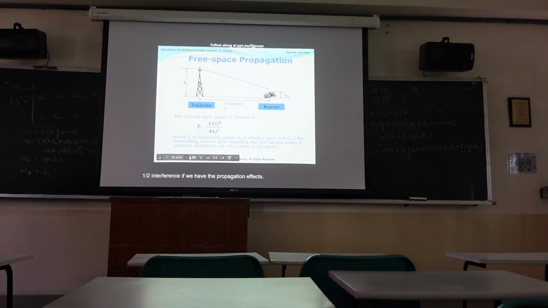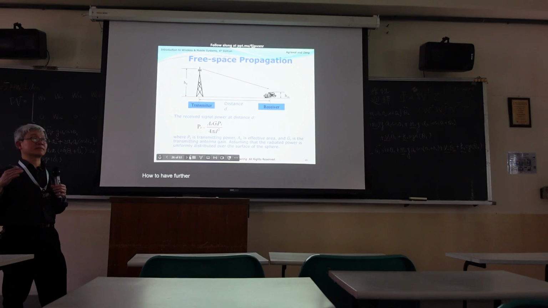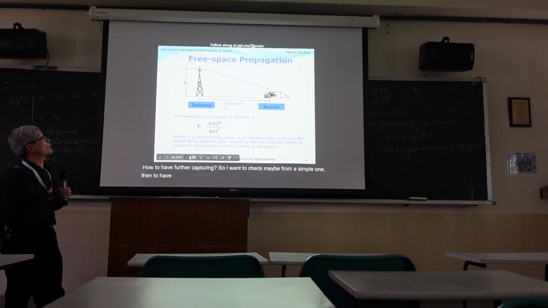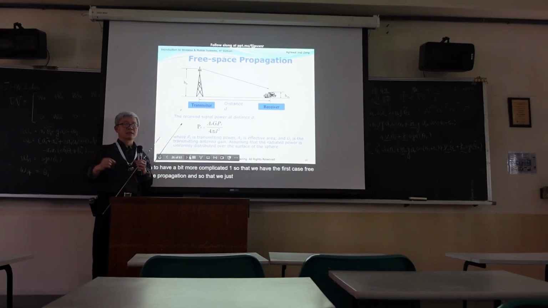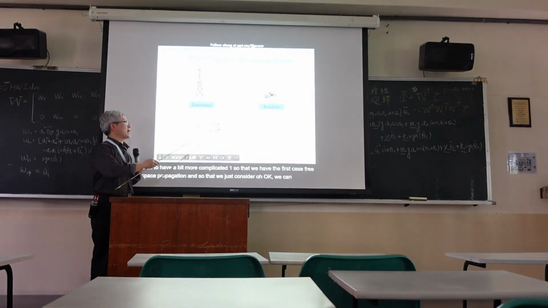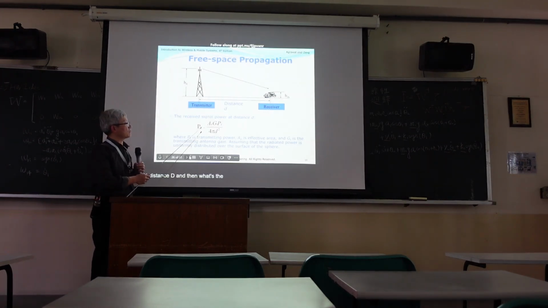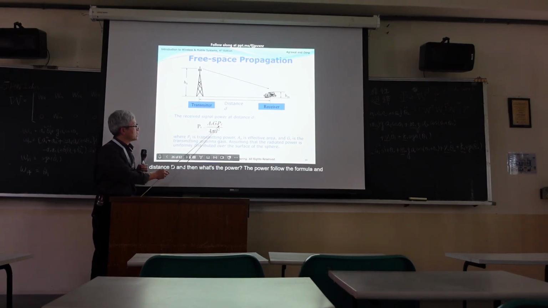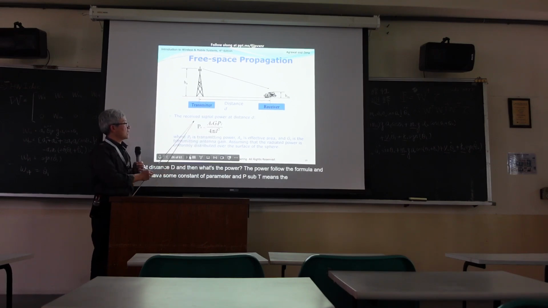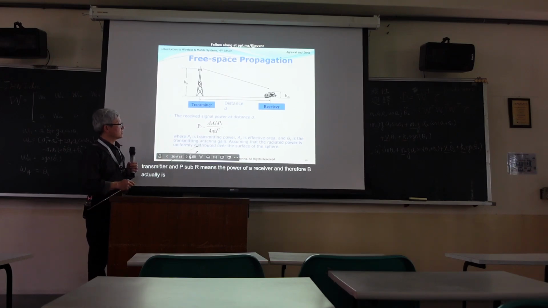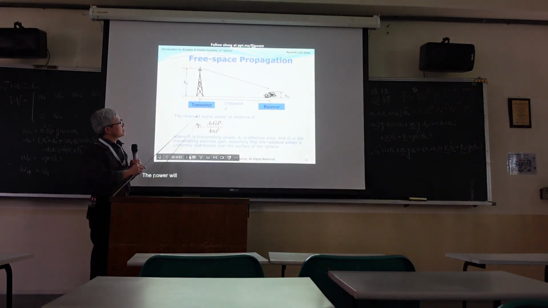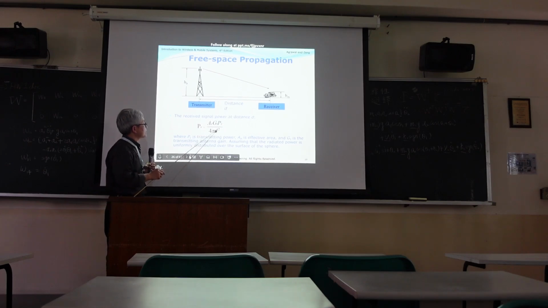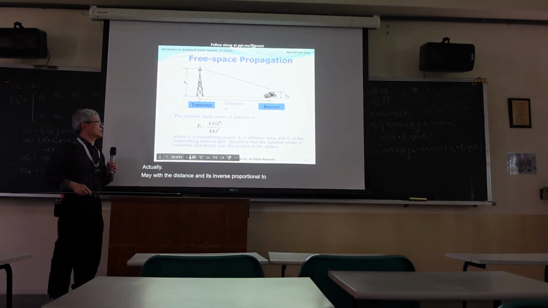Well, how do we capture this further? So we want to check from a simple one, then a bit more complicated one. We have the first case, free space propagation, and so we just consider that we propagate and receive a signal at a distance d, and then what's the power? The power follows the formula, and we have some constant parameters. P sub T means the power of the transmitter, and P sub R means the power of the receiver. And d actually is the distance. So the principle is that the power will decay with the distance, inversely proportional to d squared.